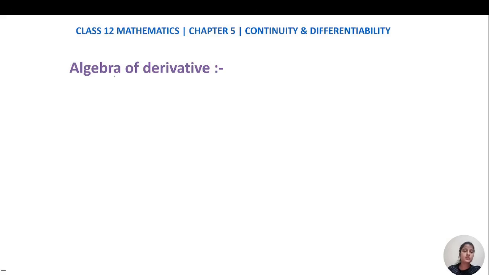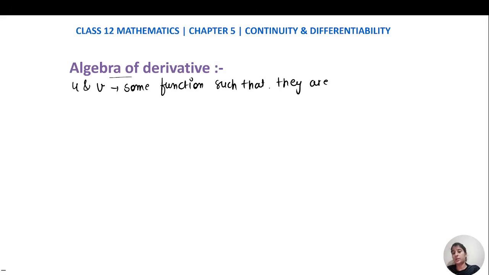Now it's very important, the algebra of derivatives, because it will help us find the differentiation of some other functions by using the differentiation of some known functions. Now let's say u and v are some functions such that they are differentiable. This is an important condition, that they should be differentiable at, say, a point. We are talking about differentiability at a point.